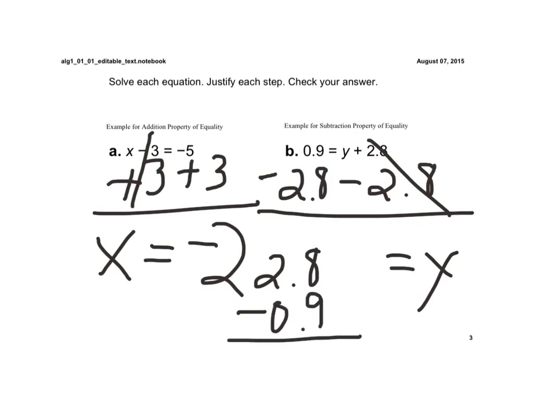Remember to line up your decimal. I'm going to have to borrow here, so 18 minus 9 is 9. 1 minus 0 is 1. And since the 2.8 has the negative, my answer is going to be negative 1.9. So now my answer is y equals negative 1.9. And I would have put both those examples underneath your notes in your student journal.